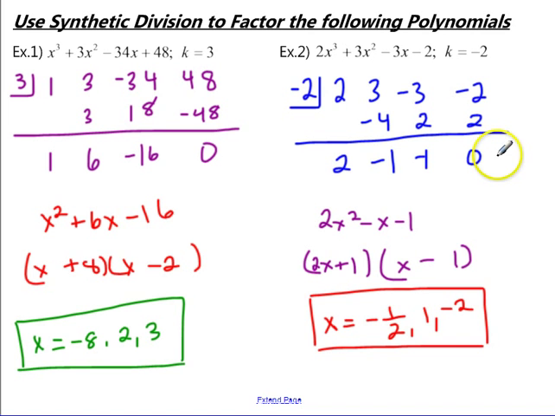So hopefully after you use synthetic division and then you factored that remaining quotient, you got that the zeros of the function were negative 1/2, 1, and negative 2. That's it for this video.